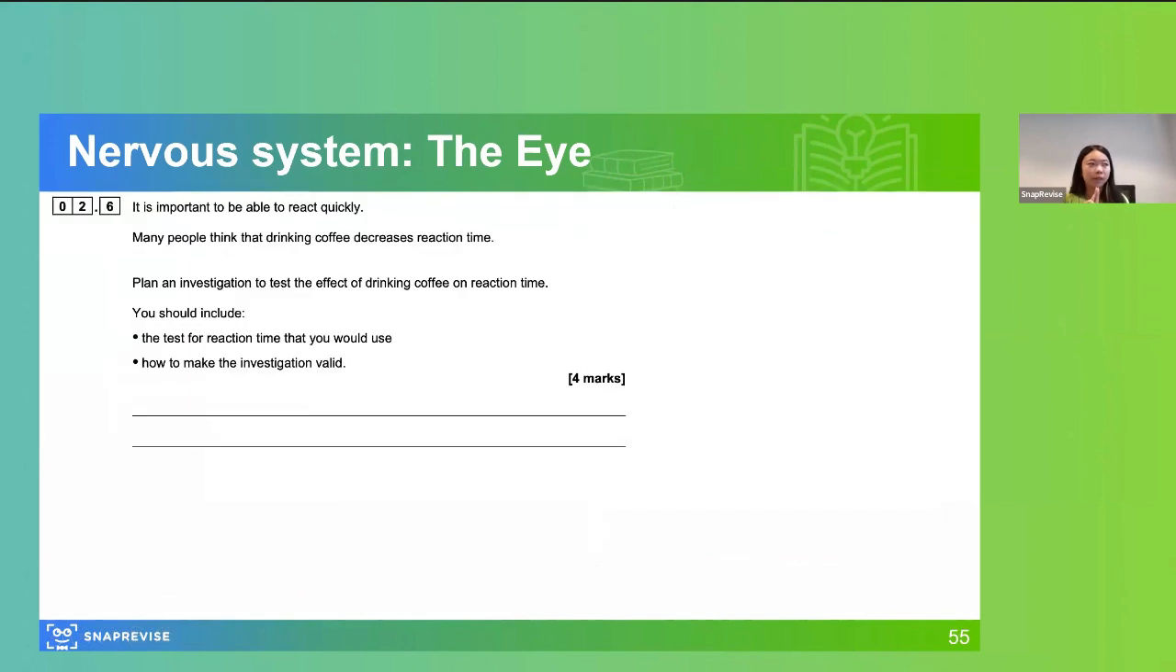Okay. Now, I want to give you guys, this is not on the eye. Actually, this is on reaction time, and I believe this is in both triple and combined sciences. So I want everyone to have a look at this question. It's about reaction time, and planning and investigation questions, I didn't talk about this in command words, but they are very, very common in biology, and they're very, very useful because there's a very specific structure to how they want you to answer it. So I'll give you guys a minute to look at this question and I'll go through it.